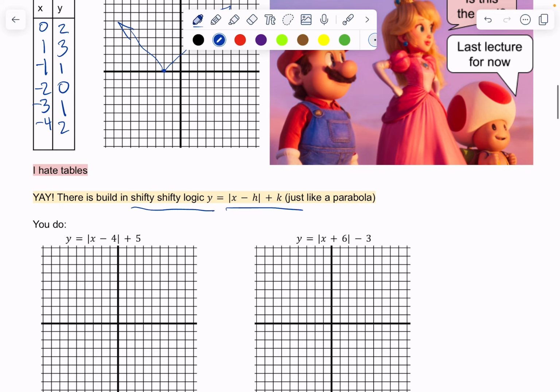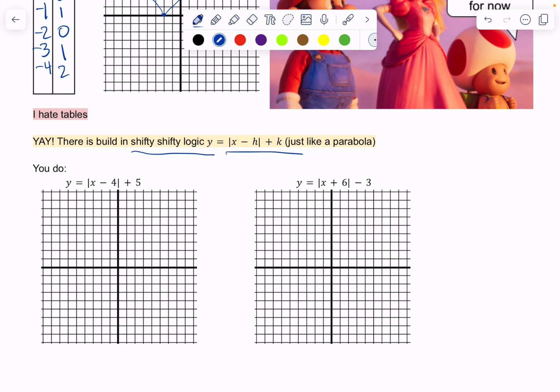So, spoiler, this should be easy. Graph these two. I'll let you do them yourselves. Pause the video if you need to. But you should know where your vertex is, which is the opposite of the x on the inside. So 4 and 5. Go over 4 and go up 5 right here. And we're just going to go bounce up.